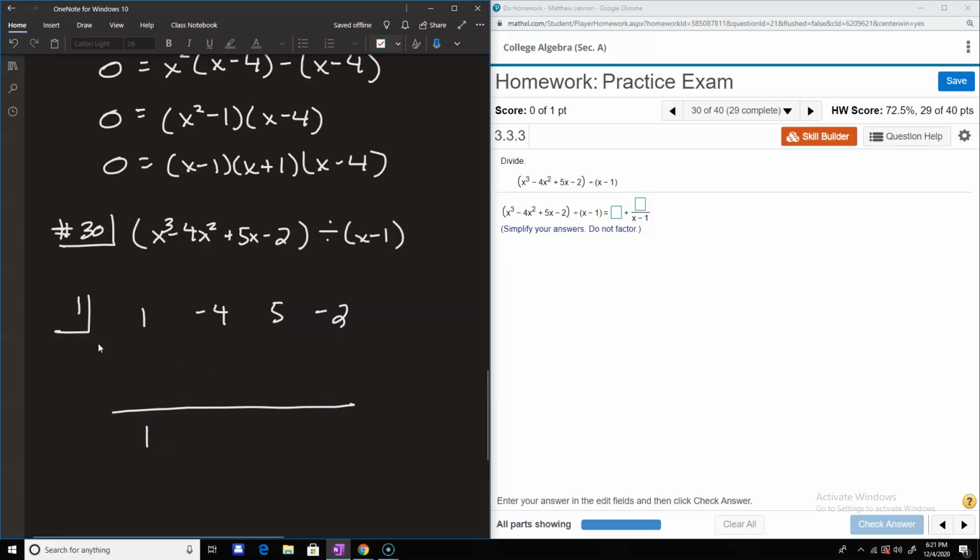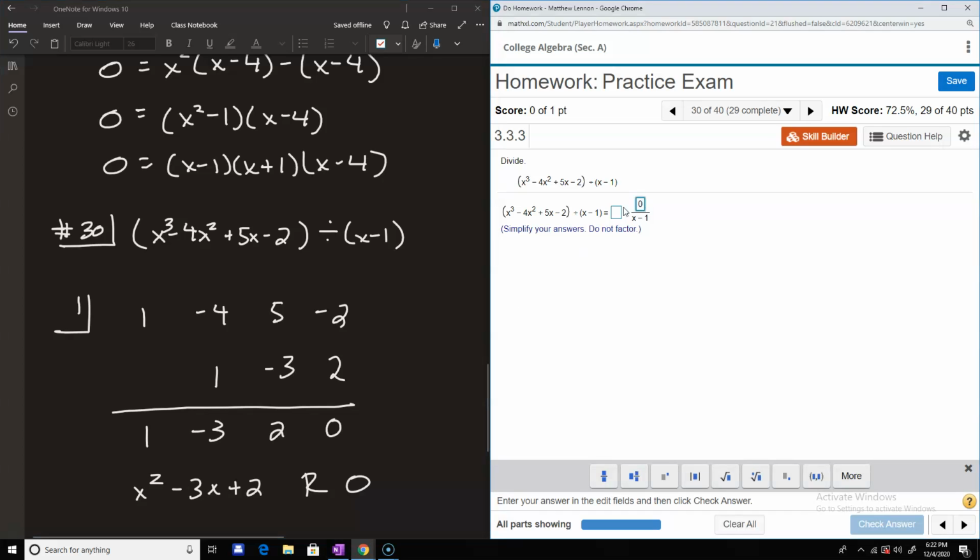So bring down your 1, multiply it by the 1 in the corner, bring it on top of the line in the next column. Add, we get -3, multiply by 1, add again, multiply, add, and we get 0. So this tells us that we have x squared minus 3x plus 2 with a remainder of 0. So we can put our 0 here, that's where the remainder goes, and then we have our x squared minus 3x plus 2.